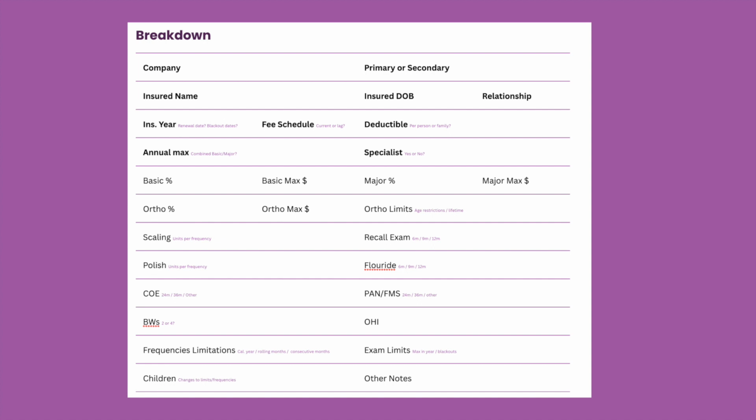Are scaling units on rolling month frequency, which will differ from the policy year? If unsure about rolling months, see our calendar year versus benefit year versus rolling sums resource. Also, some policies may have exam frequencies. For instance, all your exams have to be spaced out by 5 months, regardless if it's a recall, specific, or emergency exam. Any final notes can be made on the bottom right side, and they might include composite on molar information or different percentages for perio and endo procedures.